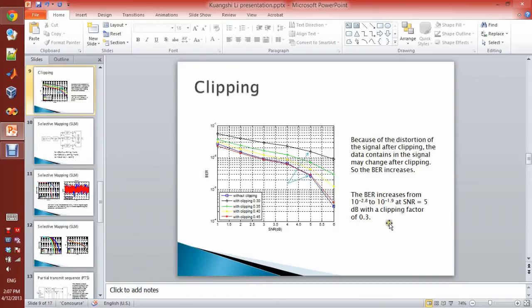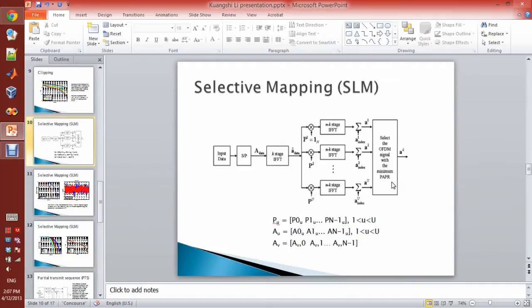So clipping is a very simple method for reducing the PAPR, but the efficiency is not very high, and it also increases the bit error rate.